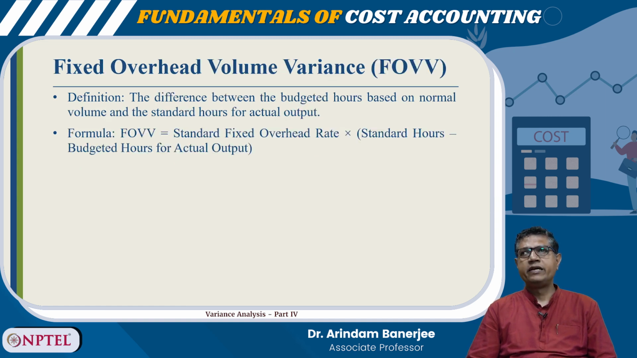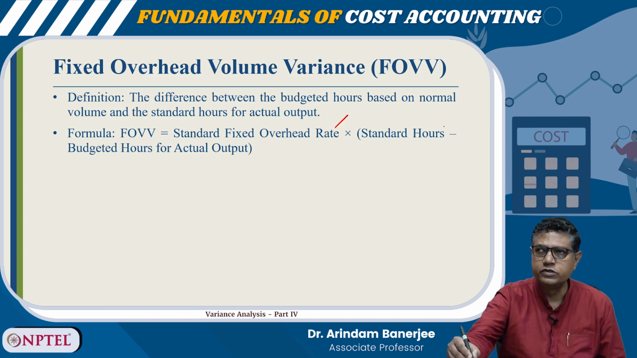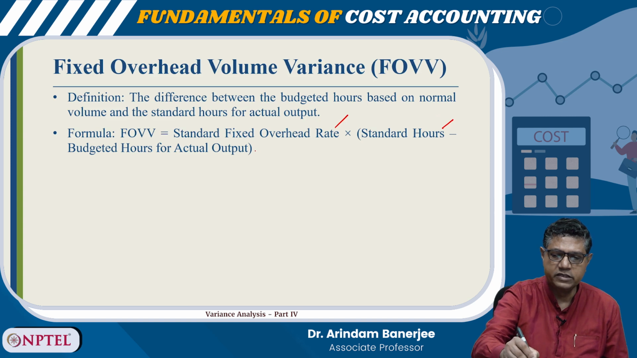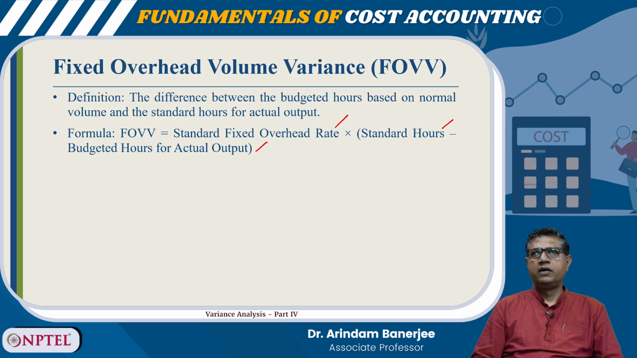So, fixed overhead volume variance, the definition is the difference between the budgeted hours based on the normal volume and the standard hours for actual output. So, the formula is FOVV is equal to standard fixed overhead rate into standard hours minus budgeted hours for actual output. So, we can use this formula for calculating the fixed overhead volume variance.